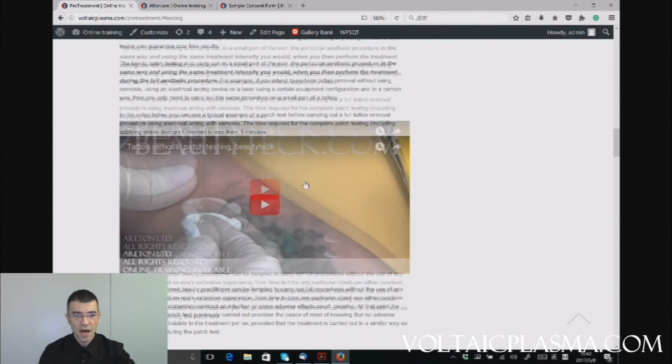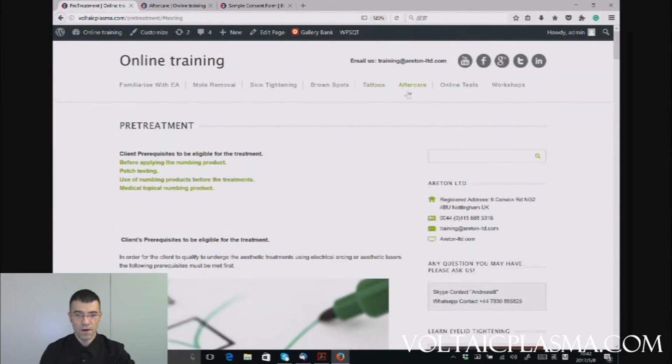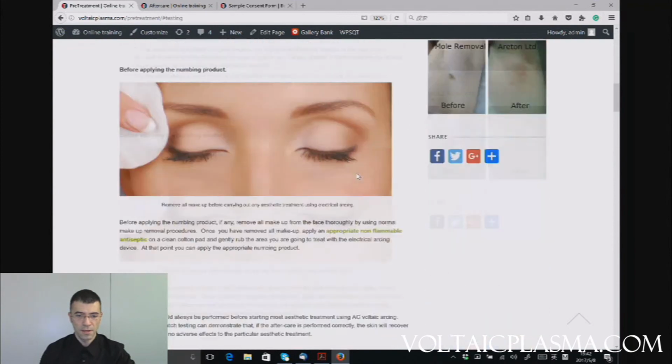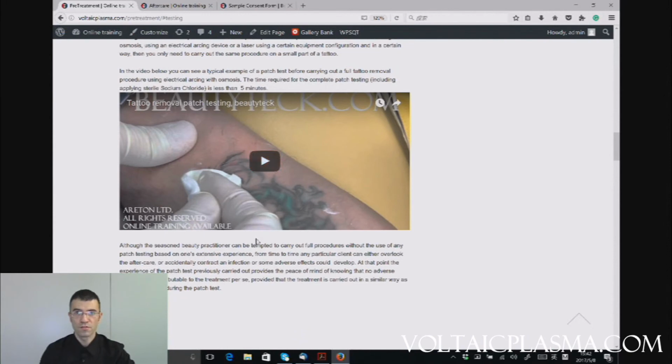It's good practice. And then here on the pre-treatment page, which once again, as a recap, you find under the aftercare pre-treatment, you find an example of patch testing for tattoo removal. So you can watch this video and you can have an idea of how you can perform a patch test. The idea behind the patch test is that you perform it just in a small area, the same way you would perform it otherwise. Say, for example, in this particular case, if you're looking to perform a tattoo removal with salabrasion or osmosis, you do the same thing as you would do in the normal full treatment, and wait for the results.